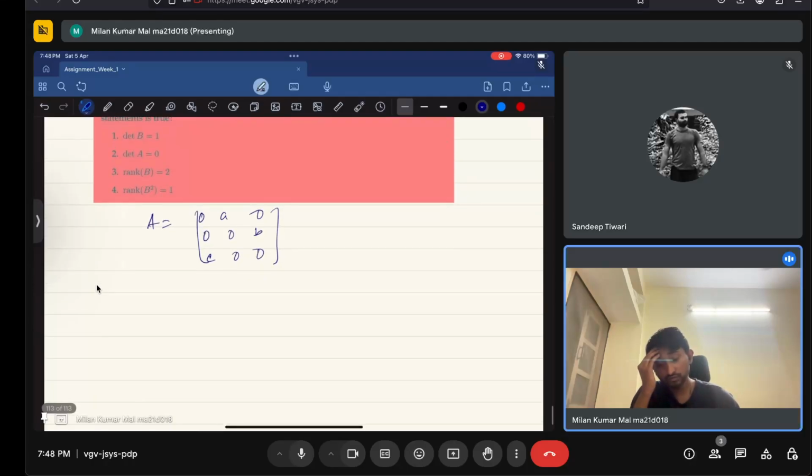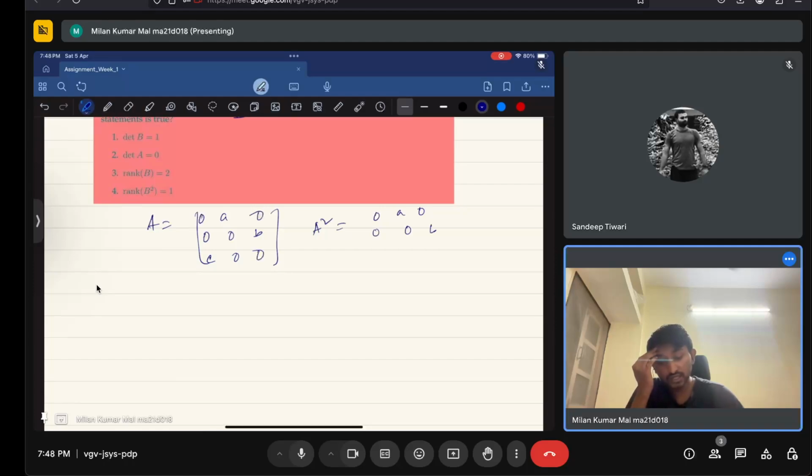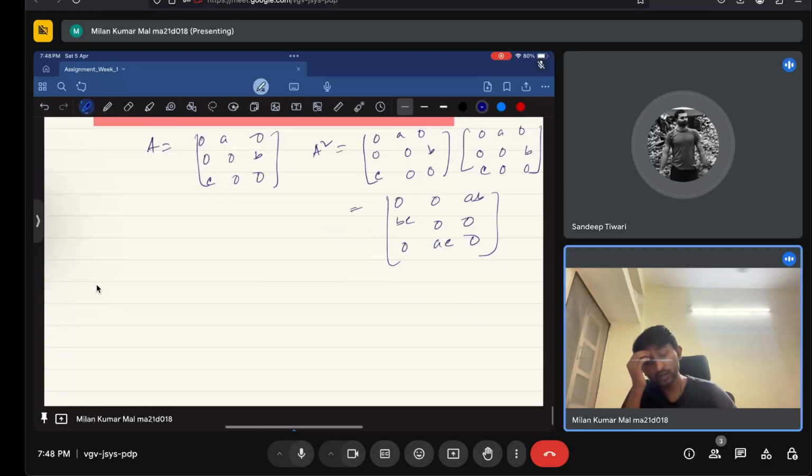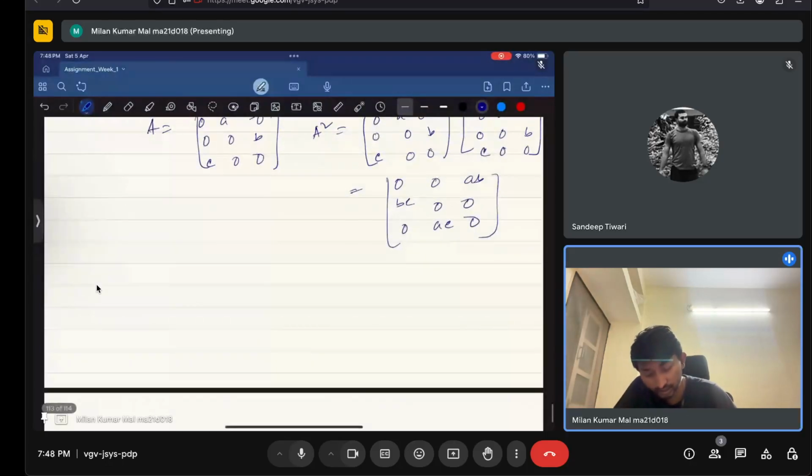Okay, let's multiply first. There must be some easy trick, but as this is a smaller matrix you can do it directly. The entries are very few, only 3 entries, so most of the terms will be 0. This is 0, this is 0, this is ab, this is bc, this is 0, this is 0, this is 0, this is ac, this is 0. This is A square. Now you have to make A cube, which will be interesting.